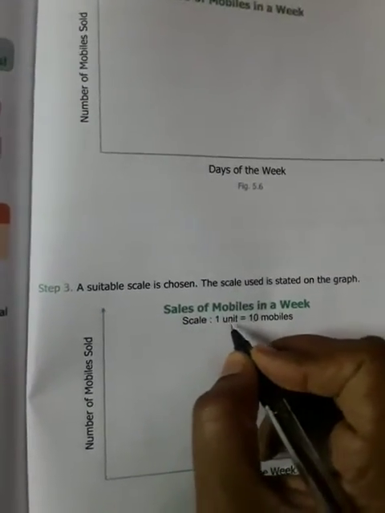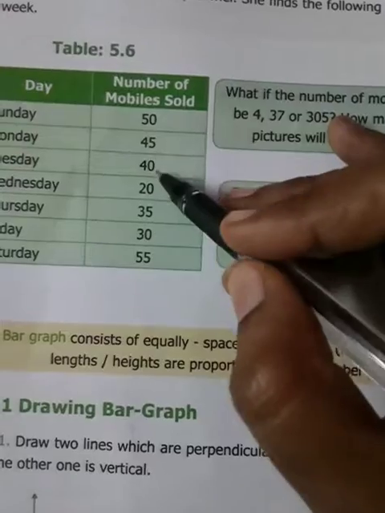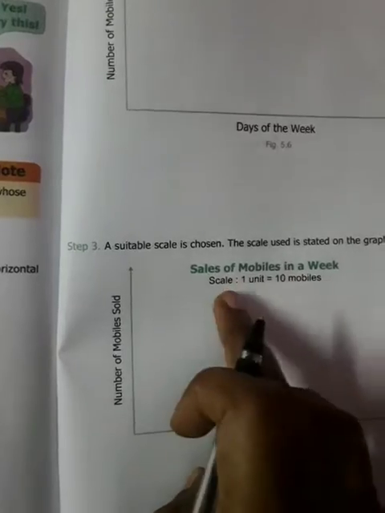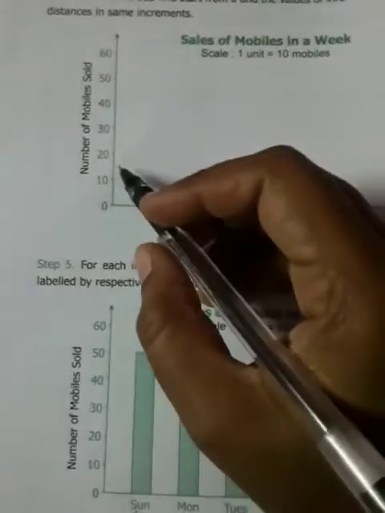I will show, just listen. Here the scale is 1 unit, they are taking as 10 mobiles. I said everything will come in the fifth table. You can take 5 or 10. Here they took 10, because look at this, 50, 40, 20, 30, all these numbers will come in the 10th table. So let's take this scale as 10 units. So scale 1 unit is equal to 10 mobiles. As usual, headings you want to write, scale you want to write.